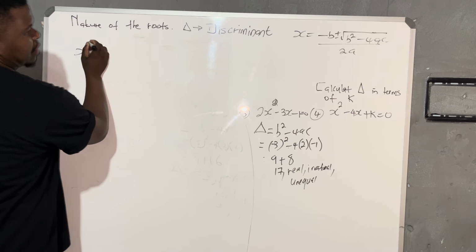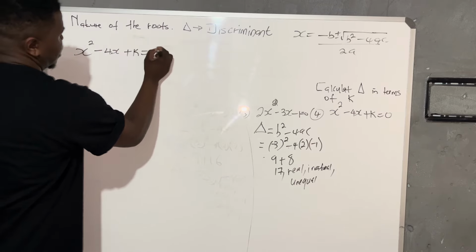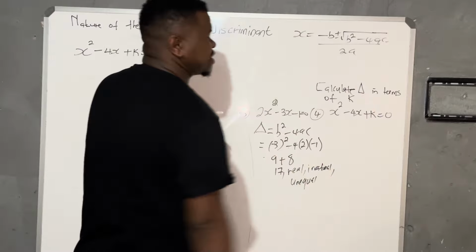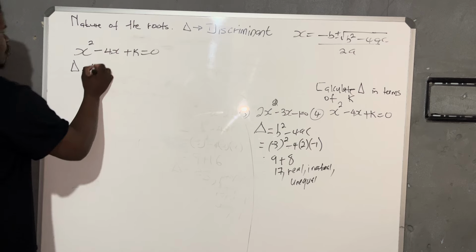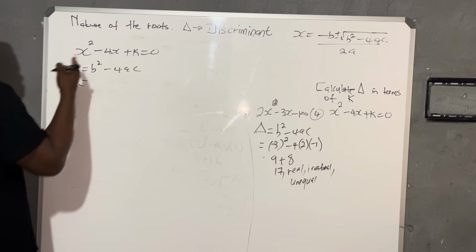the last one here. x squared minus 4x plus k equals 0. They say to calculate the discriminant in terms of k first. That is the first thing. I still use this. What is my b? b is the coefficient of x.